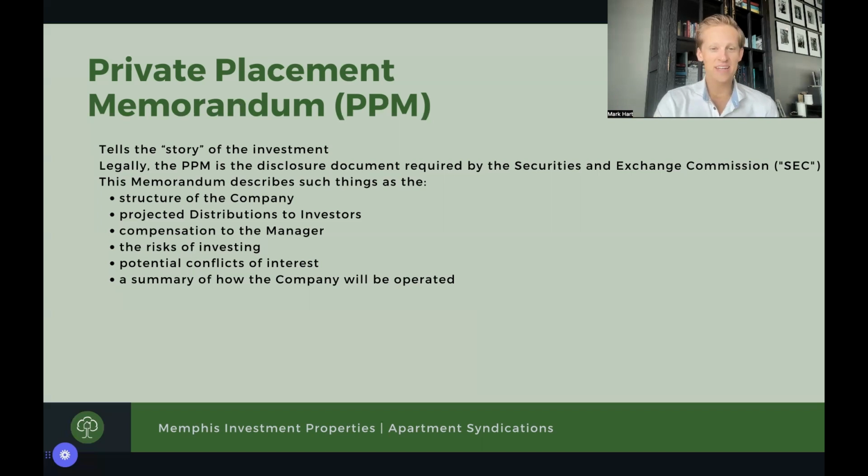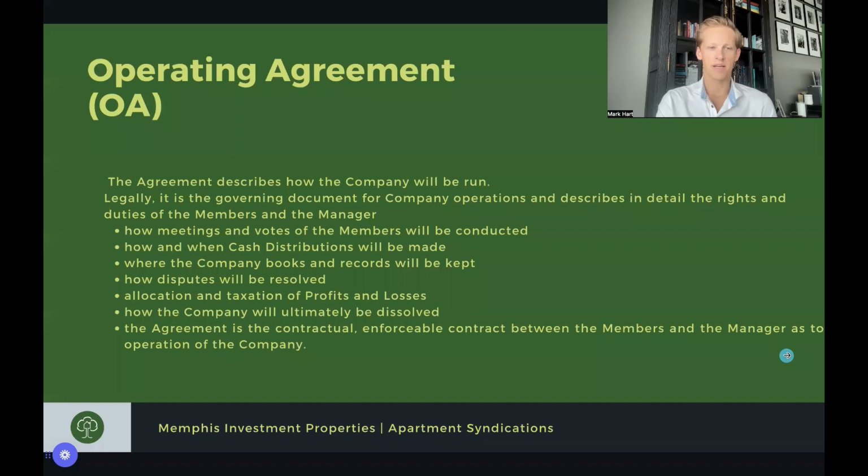Now, this memorandum describes things such as the structure of the company, projected distributions to investors, compensation to managers, to us, the risks of investing, potential conflicts of interest, and a summary of how the company will actually be operated. So next up is the operating agreement, or the OA. This agreement describes how the company will actually be run.